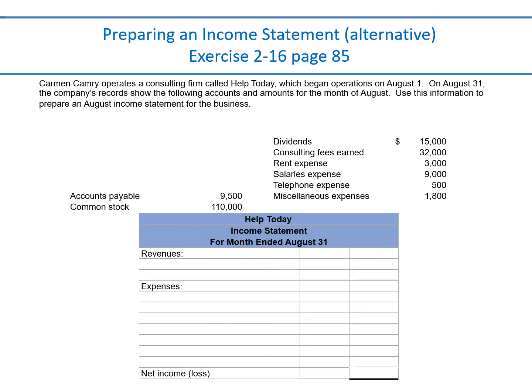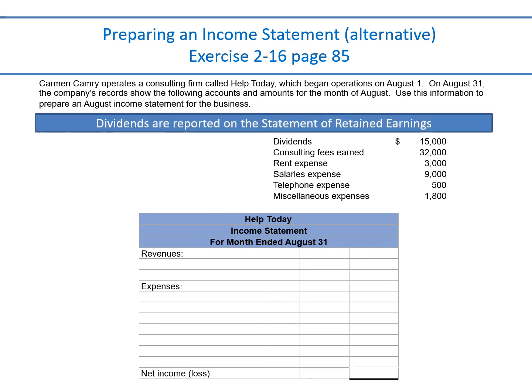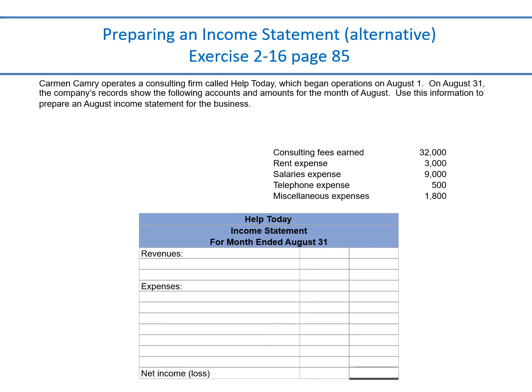And then we know we don't need any of our asset accounts. We don't need our accounts payable, nor our common stock, nor our dividends, right? Those are reported on the statement of retained earnings. And we're left with revenues and expenses. And so our revenue, consulting fees earned, there is no subtotal needed for that one. So it can go in the far right column. And we have all of our expenses.